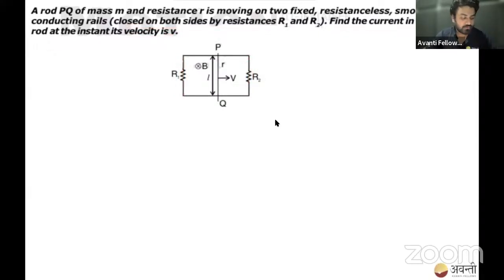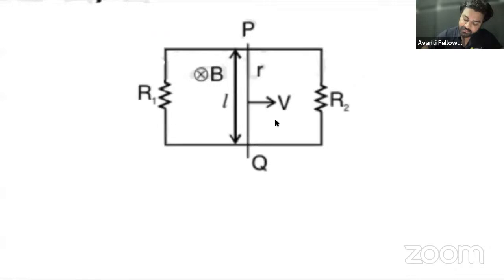So what is it asking? It is asking the current in the rod. When this rod moves, the magnetic field, which is inside, is also given. So when this rod moves, this rod will become a battery, correct? By using the right hand palm rule, we can find the direction of the battery's positive terminal.